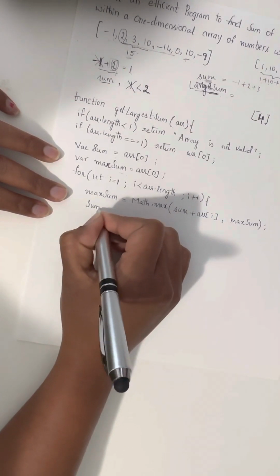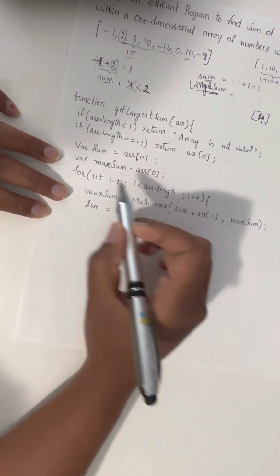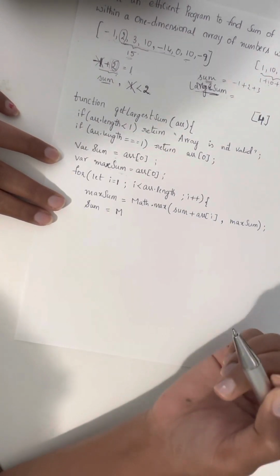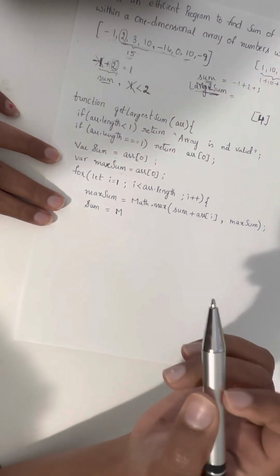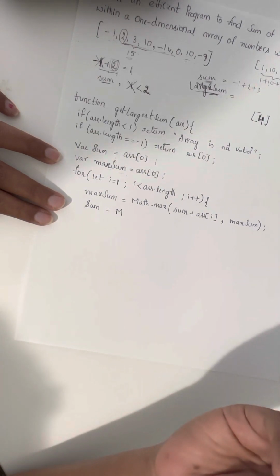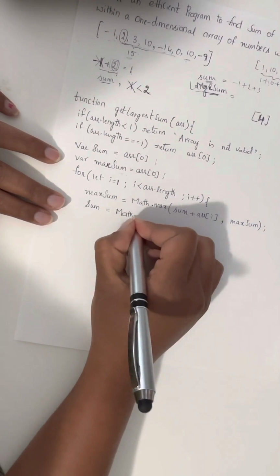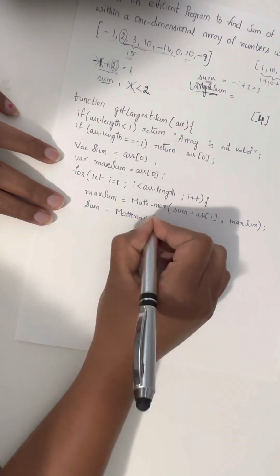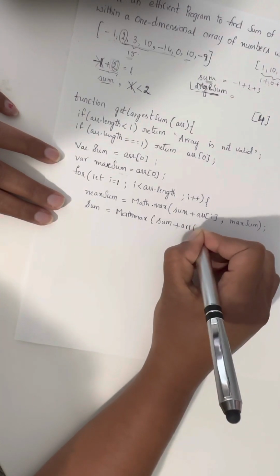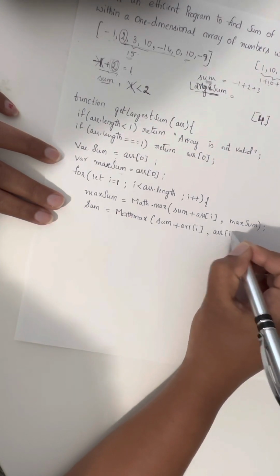And what are we going to do with the sum? We need to add each element in the array to the sum, as well as check whether the sum is getting higher if we add that element or not. Like, let's say Math.max, we are going to compare sum plus array[i] with array[i].